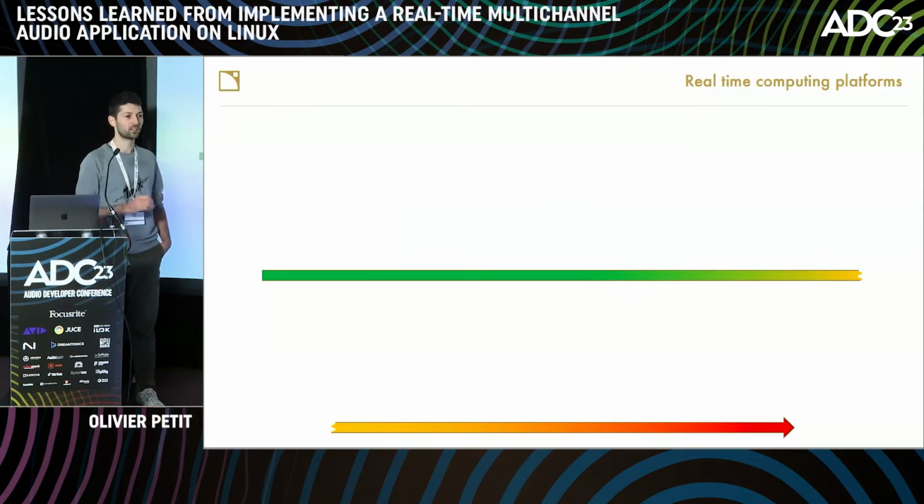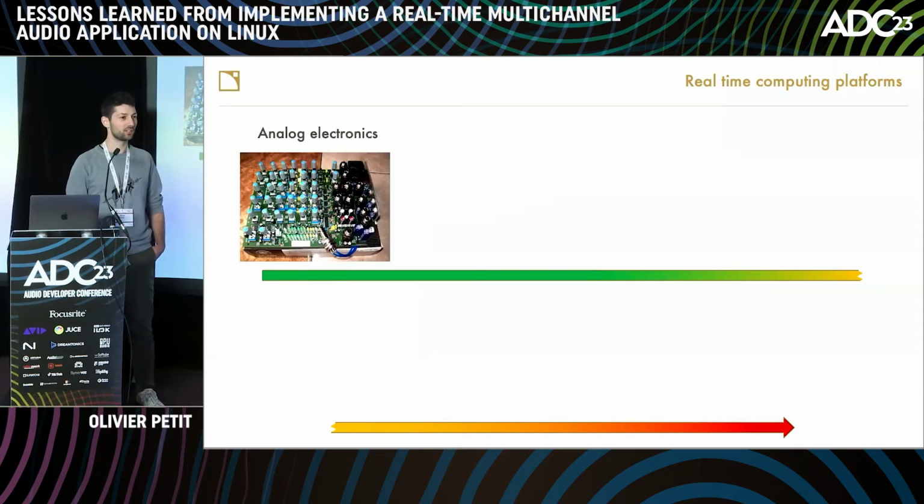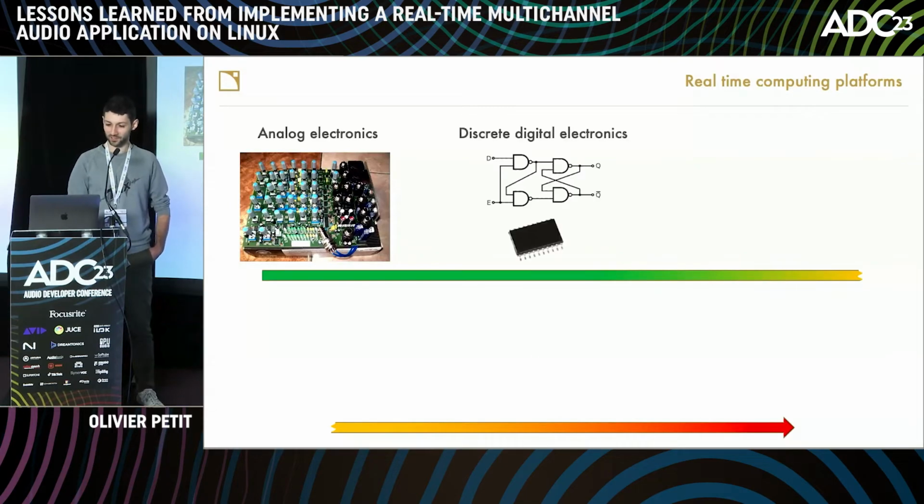So if we look at the real-time computing platforms that are available to us to build products, I will place them on this scale of the most real-time friendly to the least real-time friendly. So the most real-time friendly is analog electronics. You don't need to care about anything. The speed of your system is dictated by wave propagation, and unless you're building analog systems across the scale of a planet, you probably don't care about latency. The next step is discrete digital electronics. So if you think of the first digital reverbs in the 80s, that's how they were built.